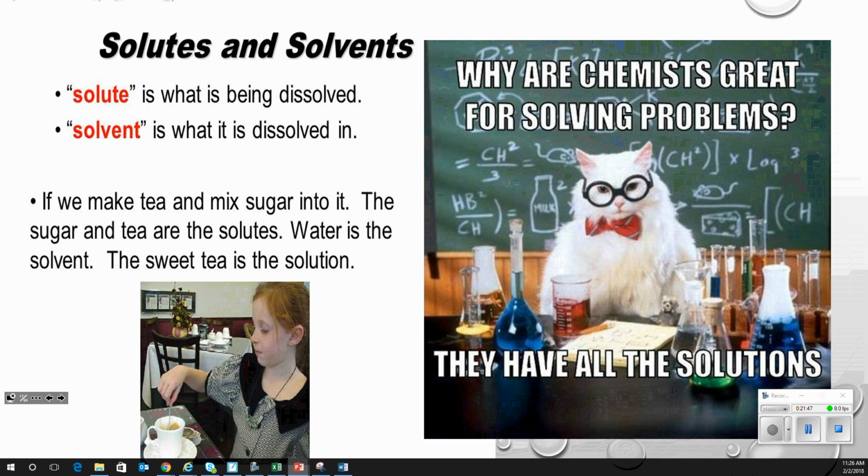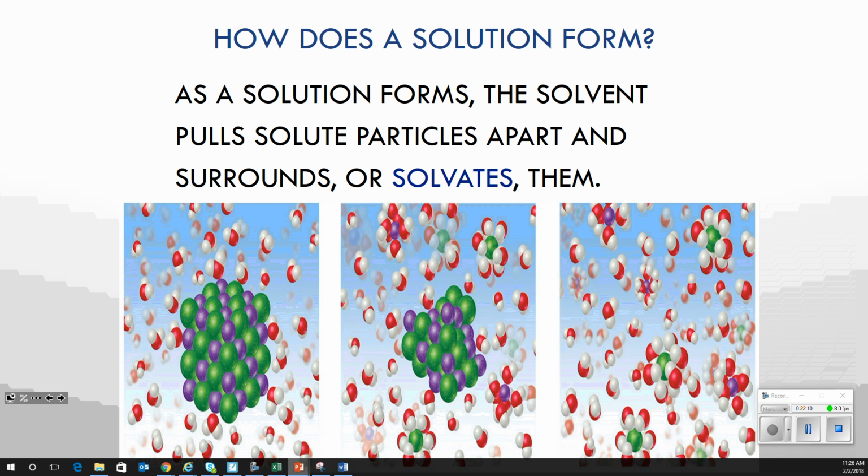Again, to remind you really quickly, a solute is what's being dissolved, and a solvent is what is doing the dissolving. And why are chemists great at solving problems? Because we have all the solutions. Haha. We do everything in solutions. So if you're making sweet tea, the tea and the sugar would be the solute, and the water would be the solvent. Okay? So that would give you sweet tea.